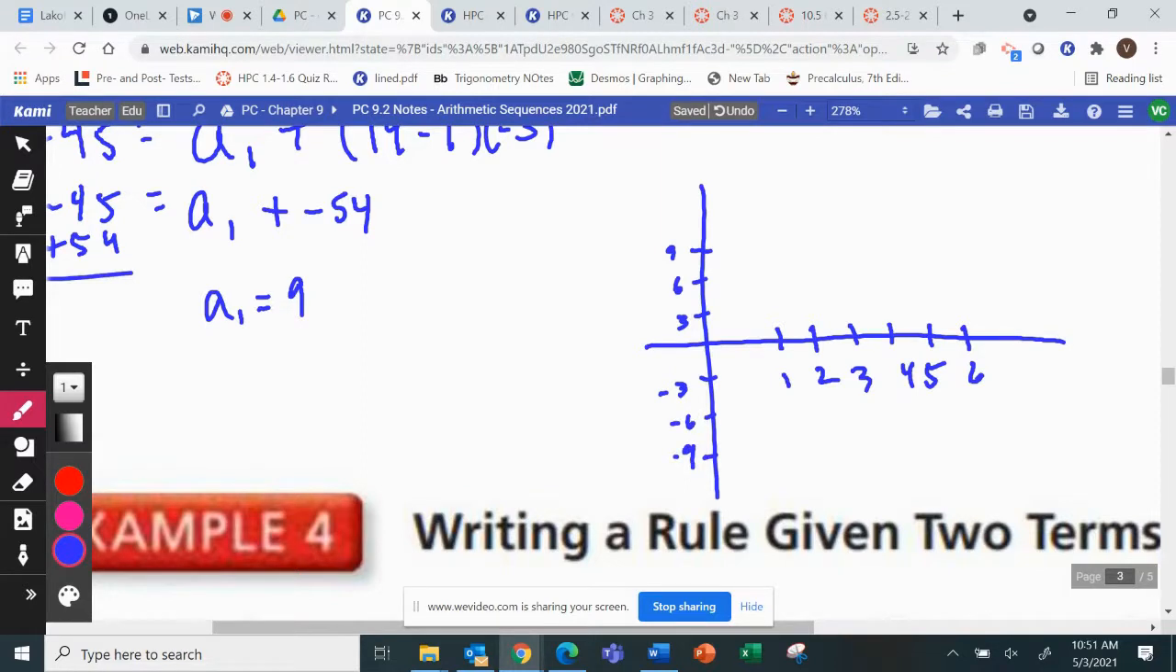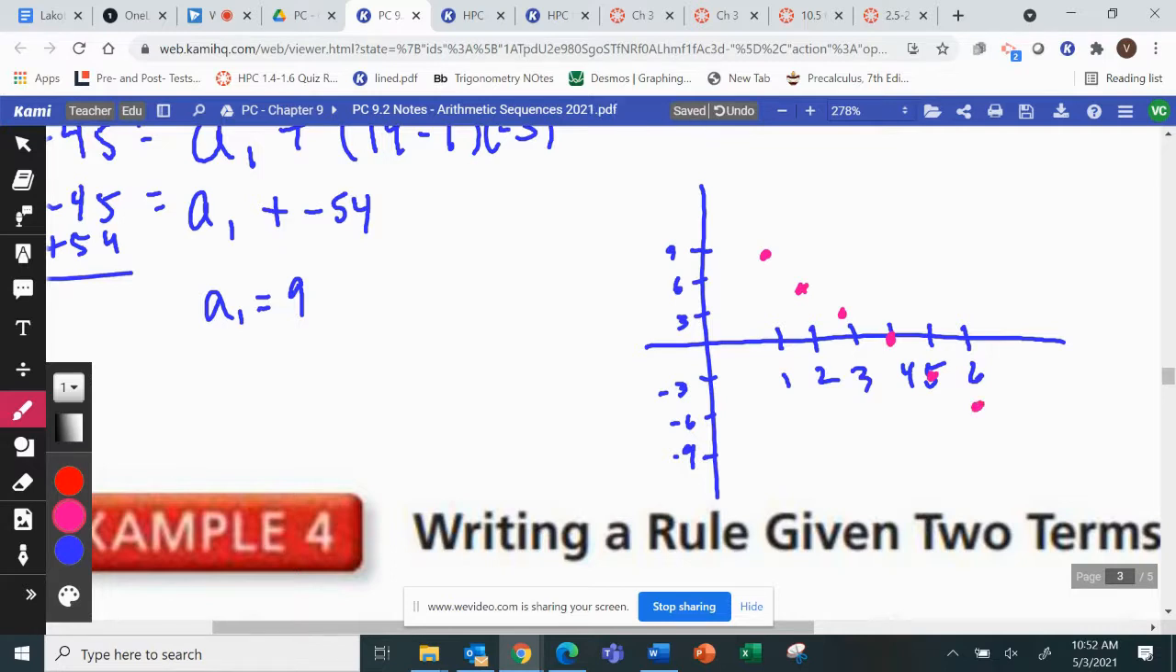Okay, let's do it. So we've got 1 is 9. 2 is 6. 3 is 3. 4 is 0. 5 would be negative 3. And then 6 would be negative 6.